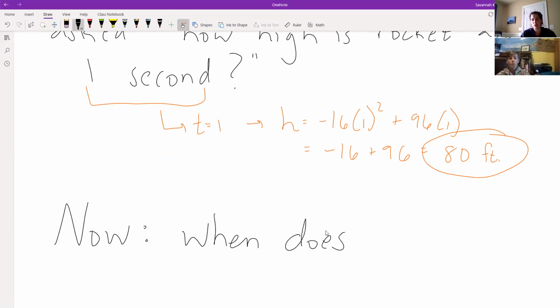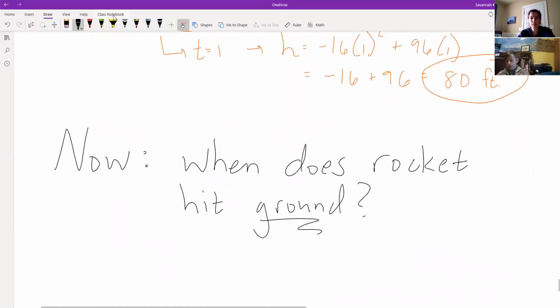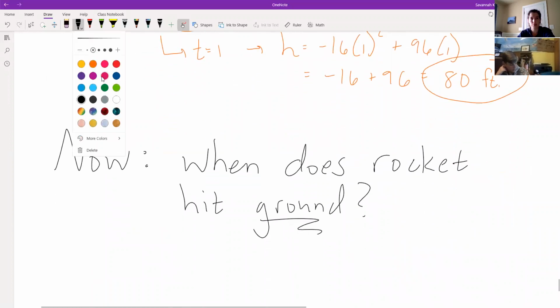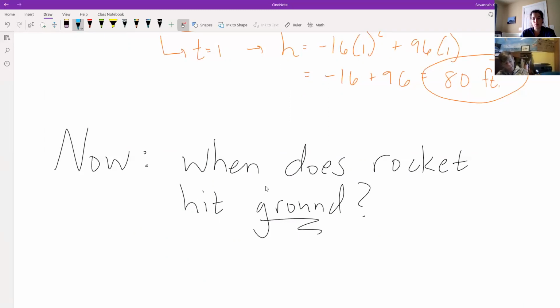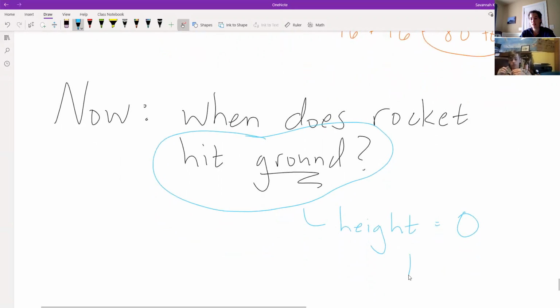Okay, so now what the practice problem says is, when does whatever your object is, in this case a rocket, hit the ground? And the key word is the object returning to the ground. It doesn't say it explicitly because it wants us to figure it out, of course. Hitting the ground always means that we need to think about the height being 0. And so height is h equals 0.